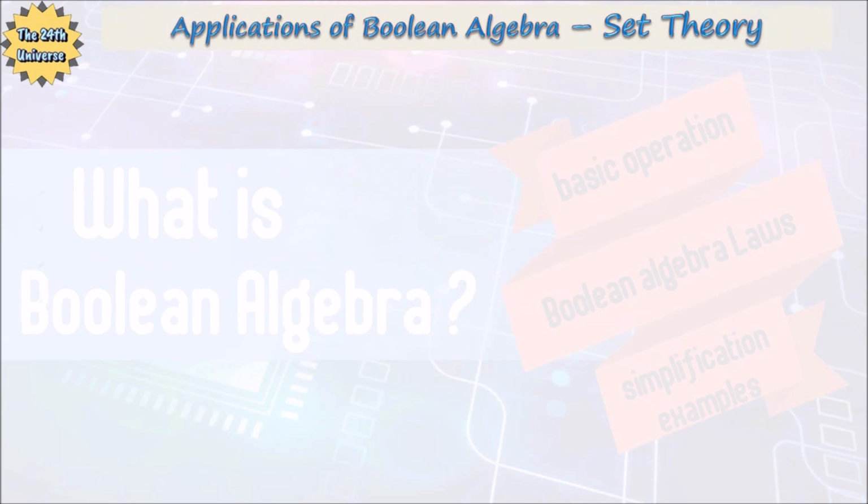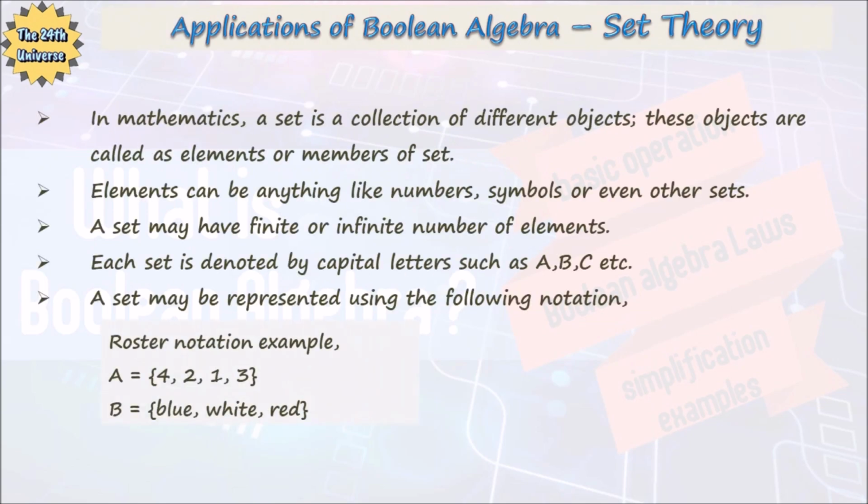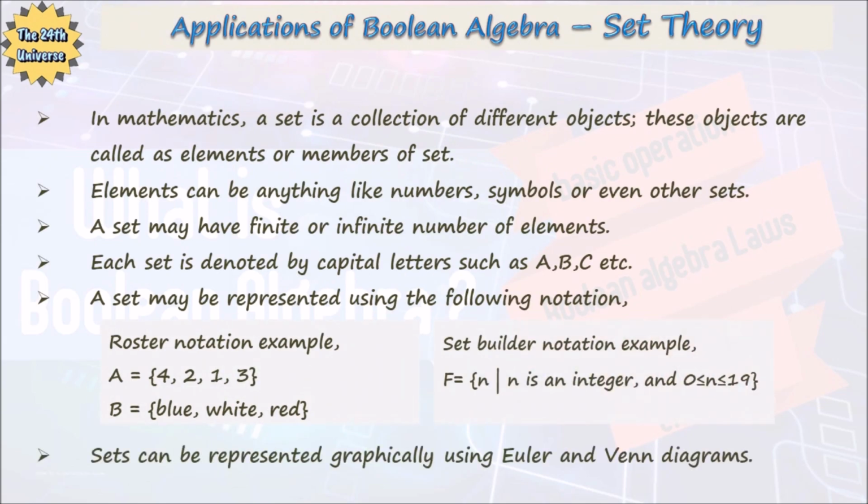Set theory. In mathematics, a set is a collection of different objects. These objects are called elements or members of the set. Elements can be anything like numbers, symbols, or even other sets. A set may have a finite or infinite number of elements. Each set is denoted by capital letters such as A, B, C, etc.